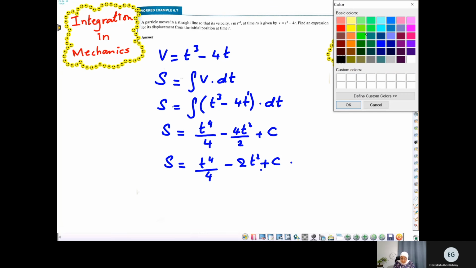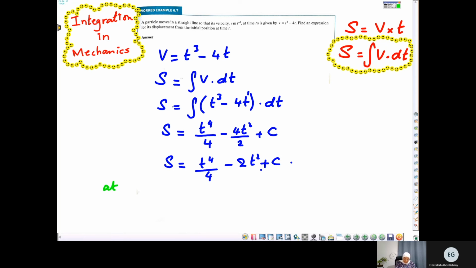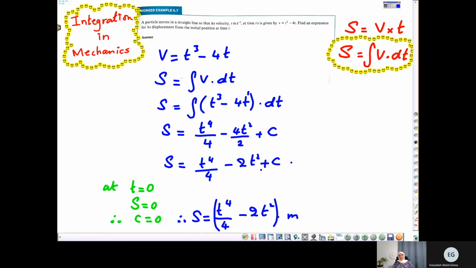We know a useful piece of information: at the beginning, time equals 0 and the displacement is also 0. So c will be 0. If you substitute t equals 0 and s equals 0, the constant of integration will also be 0. So s will be t to the power 4 over 4 minus 2t squared. Full stop. Remember to put it in brackets and put the units of measuring. Now I'm done because we don't have limits.